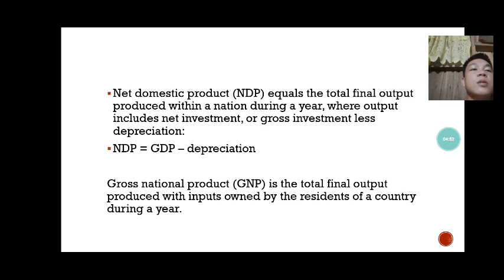Net domestic product, or NDP, equals the total final output produced within a nation during a year, where output includes net investment, or gross investment less depreciation. NDP equals GDP minus depreciation. Gross National Product, or GNP, is the total final output produced with inputs owned by residents of a country during a year.